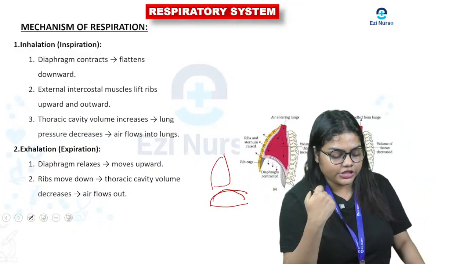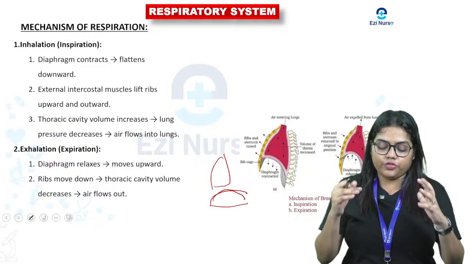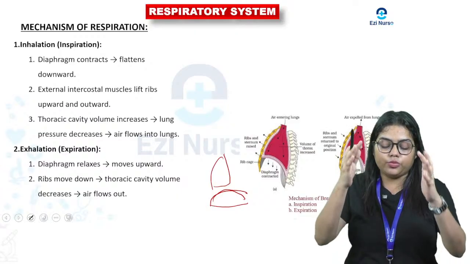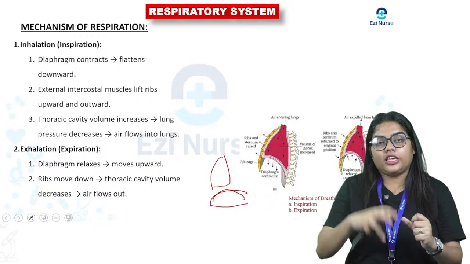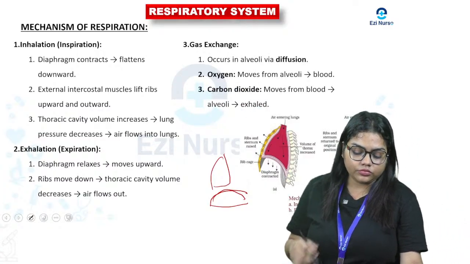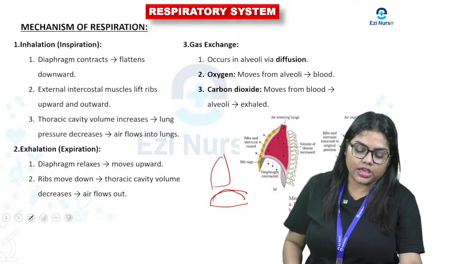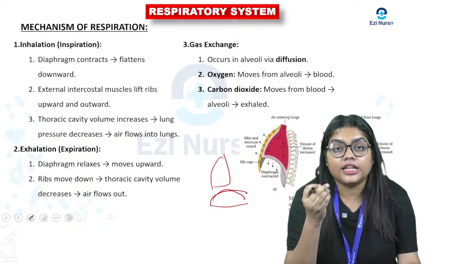Now in exhalation or expiration, the diaphragm will relax. The diaphragm will move upwards, the ribs will move down again, and the thoracic cavity volume will decrease. So the air will flow outside. So this is the main mechanism.